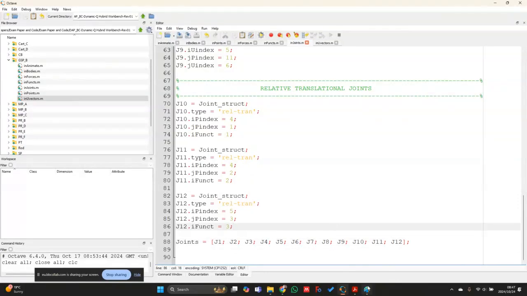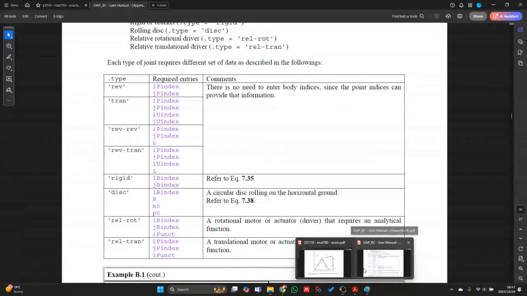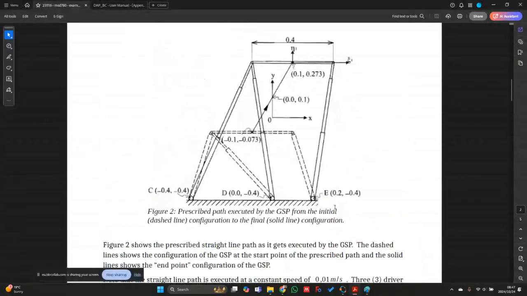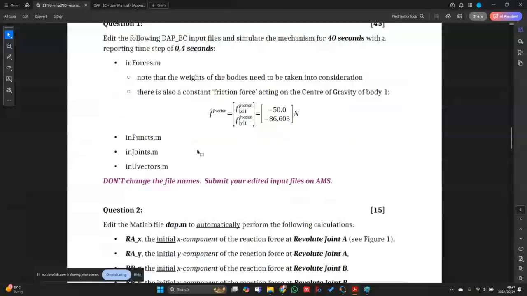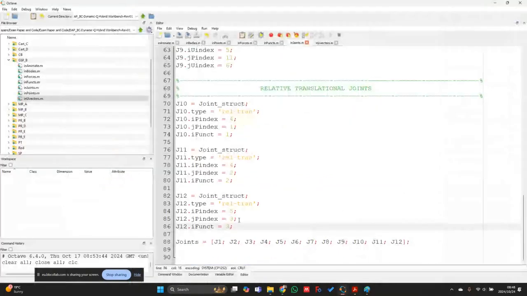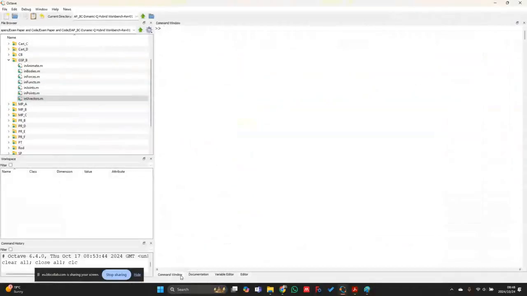And I can save the script as well. Okay, so now that that is done, I just have to check back what the instruction says. So I've now updated in forces, in functs, in joints, in U vectors. And then it says I have to simulate the mechanism for 40 seconds with a reporting time step of 0.4 seconds. Now, before I do that, I just want to make sure that all my joints are specified correctly.